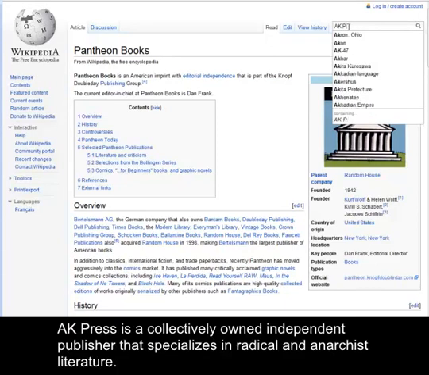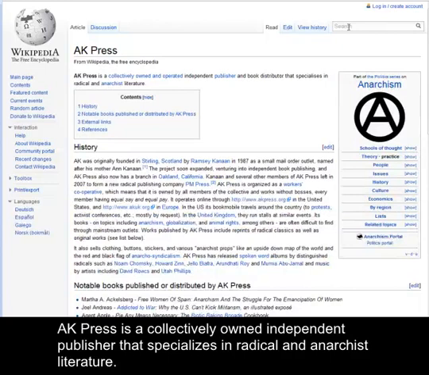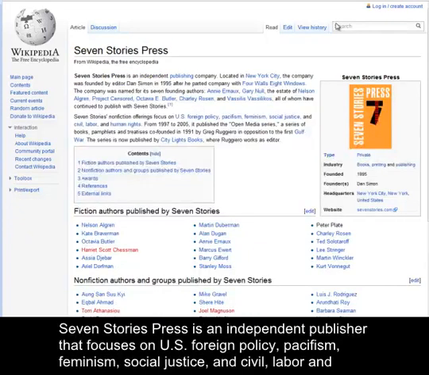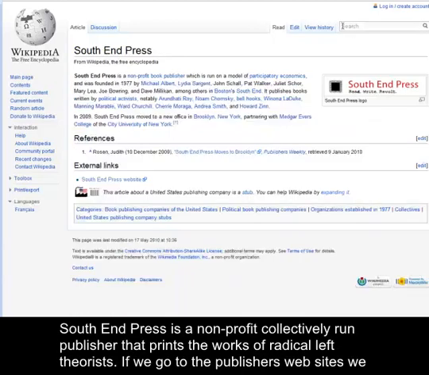AK Press is a collectively owned and operated independent publisher that specializes in radical and anarchist literature. Seven Stories Press is an independent publisher that focuses on U.S. foreign policy, pacifism, feminism, social justice, and civil, labor, and human rights. South End Press is a non-profit, collectively run publisher that prints the works of radical left theorists.